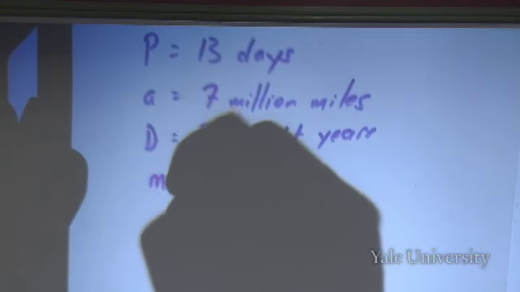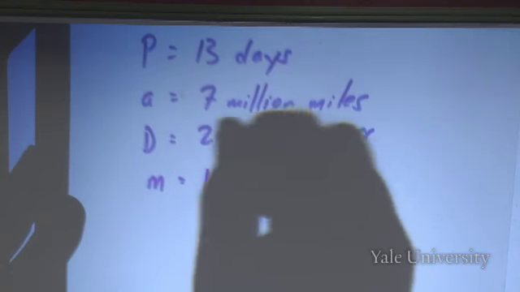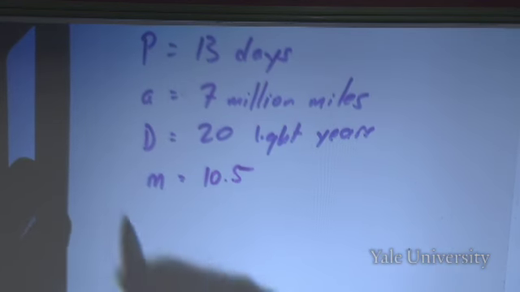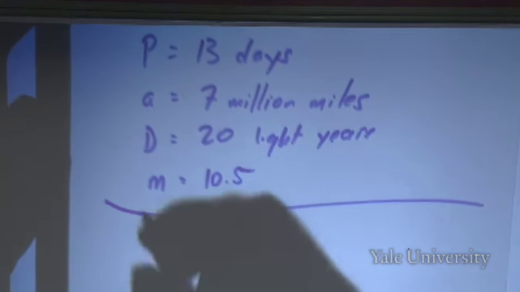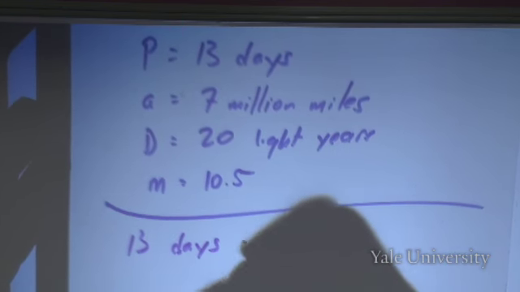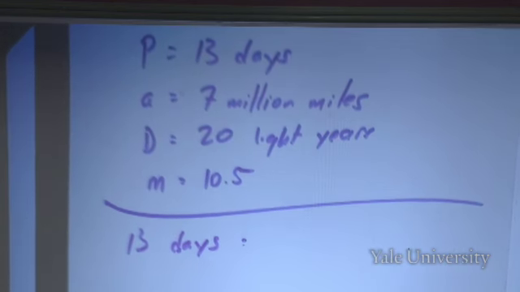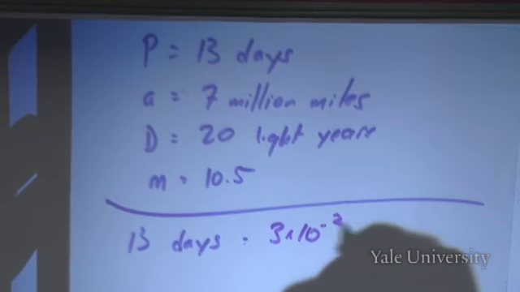And I looked up the apparent magnitude of this star, which turns out to be about 10.5. And so, what can we do with information of this kind? Well, let's first put this into some kind of sane set of units here. 13 days, let's see, 3.5 days would be 1% of a year. So this is like 3 times 10 to the minus 2 of a year.